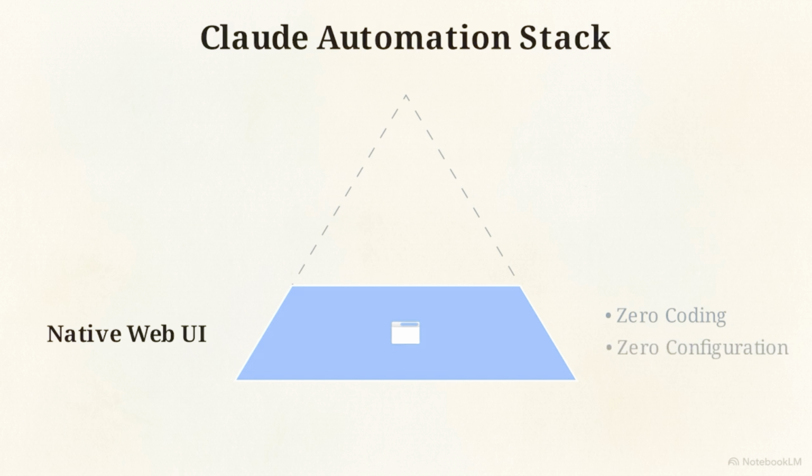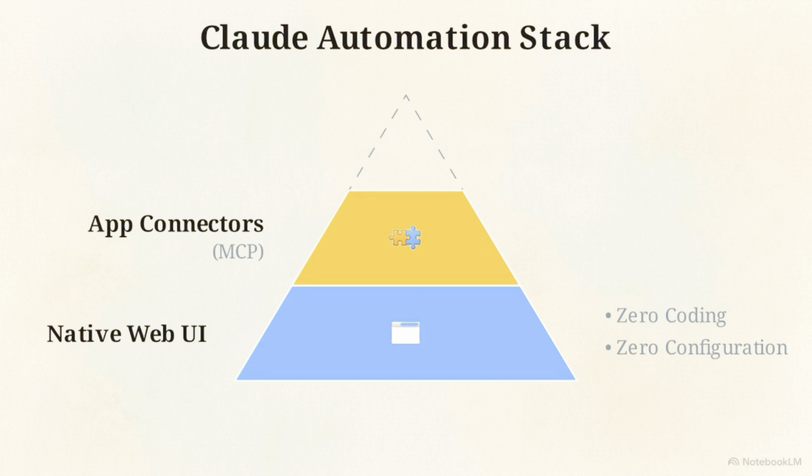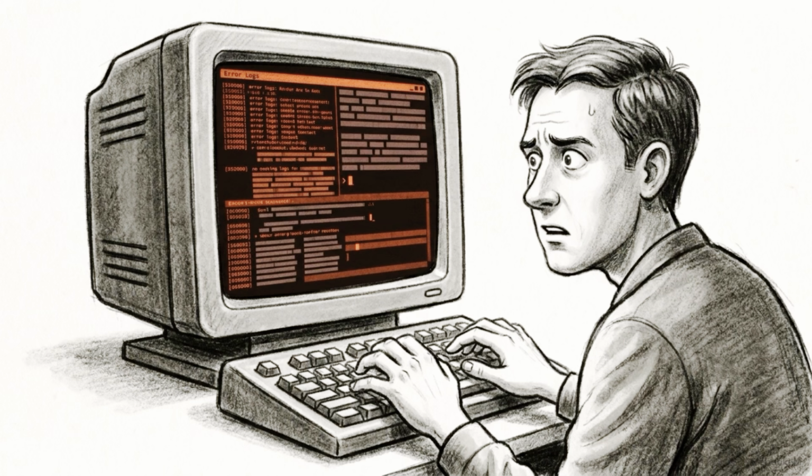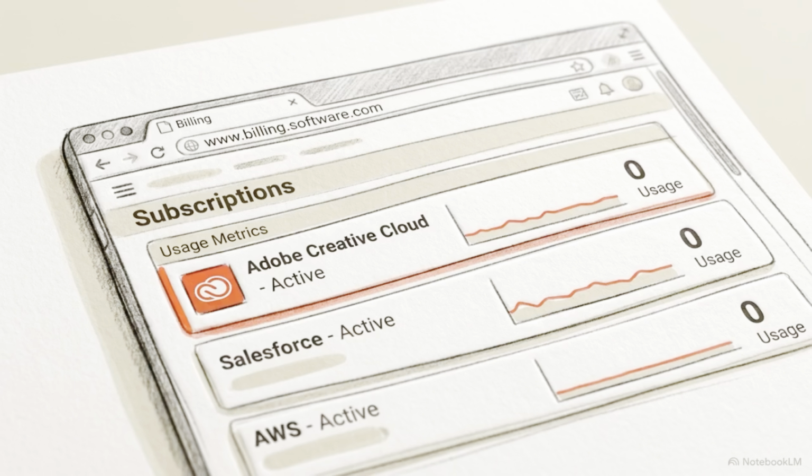At the base is the native web UI. Working here requires zero coding and zero configuration. The middle tier introduces app connectors, operating via the Model Context Protocol, or MCP. You'll need to handle basic API authentication, but you still won't be writing any code. At the peak is the local environment. This requires real technical literacy, deploying terminal commands and strictly managing the scripts executing on your computer. If you fail to accurately match your technical reality to the correct tier, you will end up with deeply broken systems or expensive software subscriptions that sit unused.